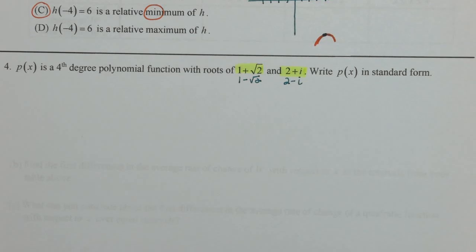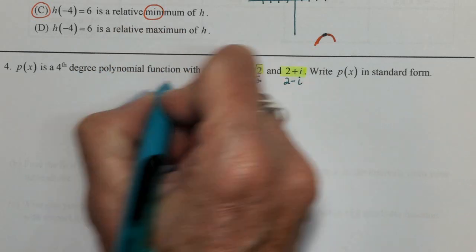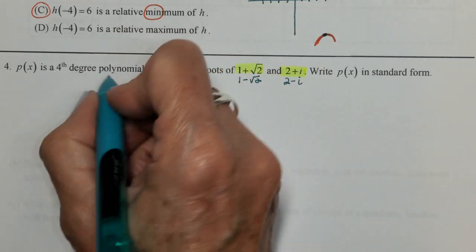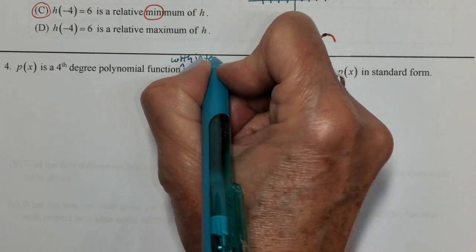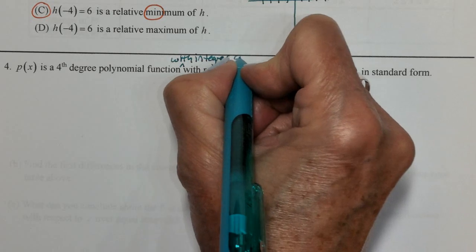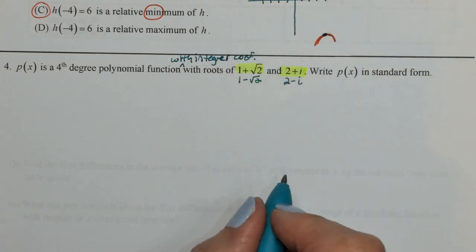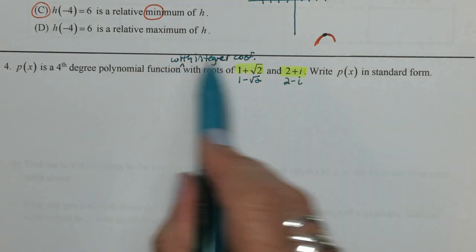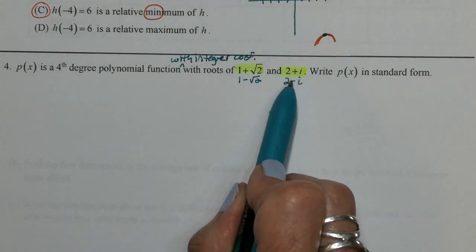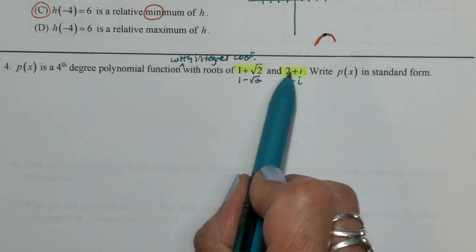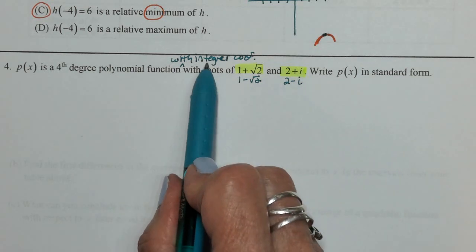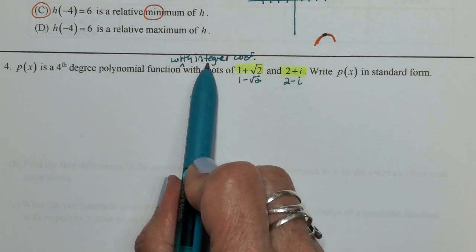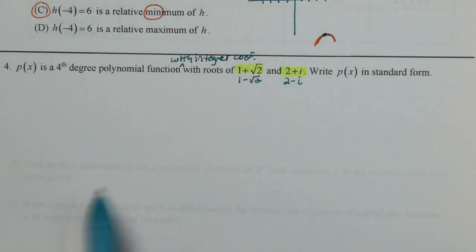Okay? So, you know what? I'm going to go back there and change this problem slightly and say polynomial function with integer coefficients. Integer coefficients. Because here's why that's true. The theorem that says that the conjugates occur is only if we have integer coefficients on the polynomial function. So I need to go back and add that to it.